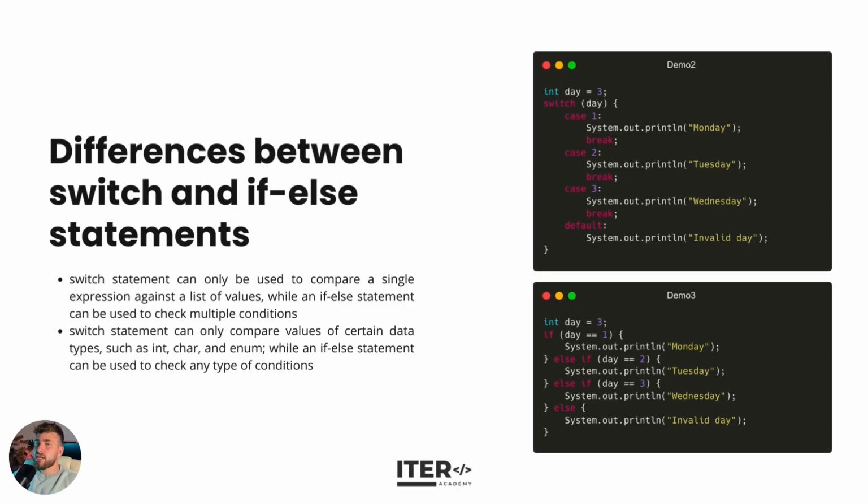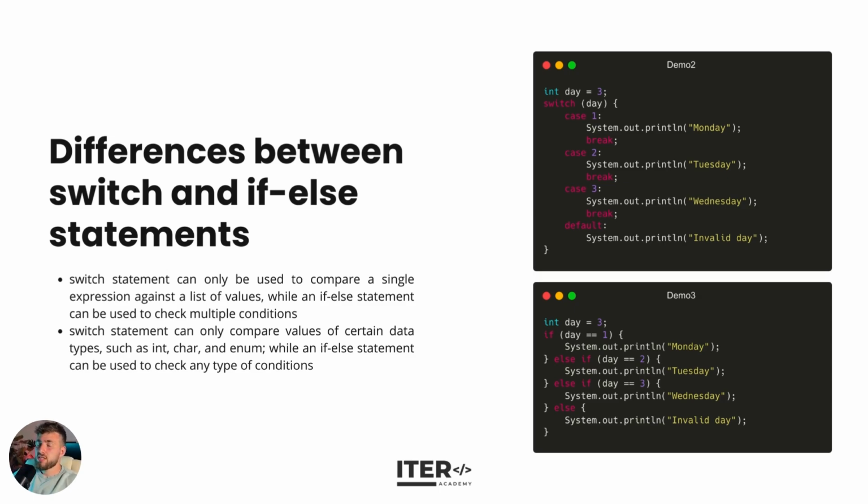Another difference is that a switch statement can only compare values of certain data types, such as int, char, and enum, while an if-else statement can be used to check any type of conditions. Here is an example of the switch statement. You can see it on the demo 2. And here is an example of if-else statement you can see on the demo 3. So the logic under the hood is the same, but the implementation is different. Both of these examples will produce the output Wednesday.